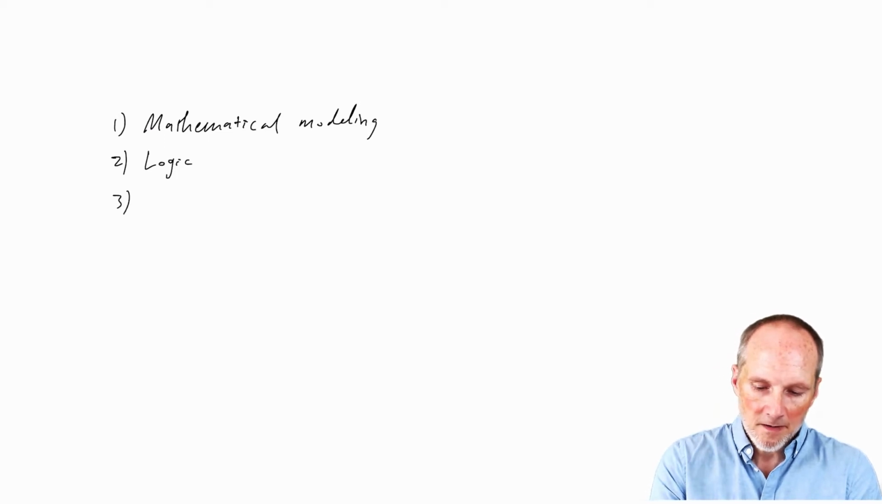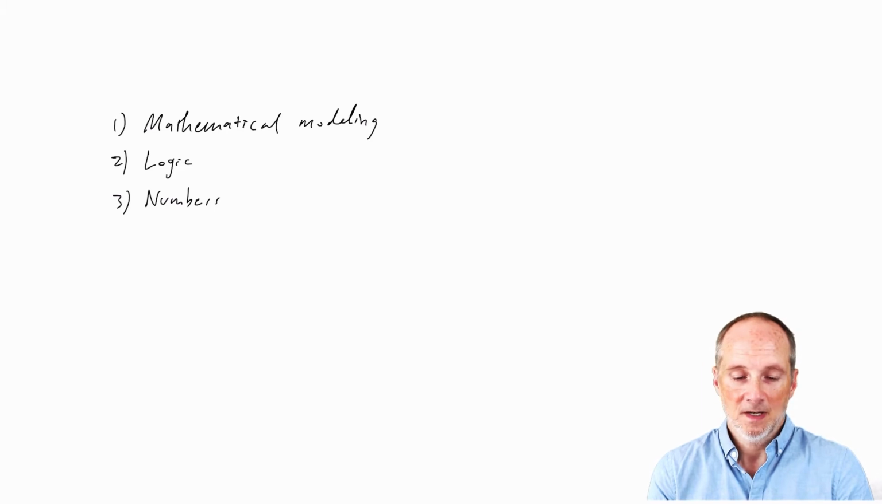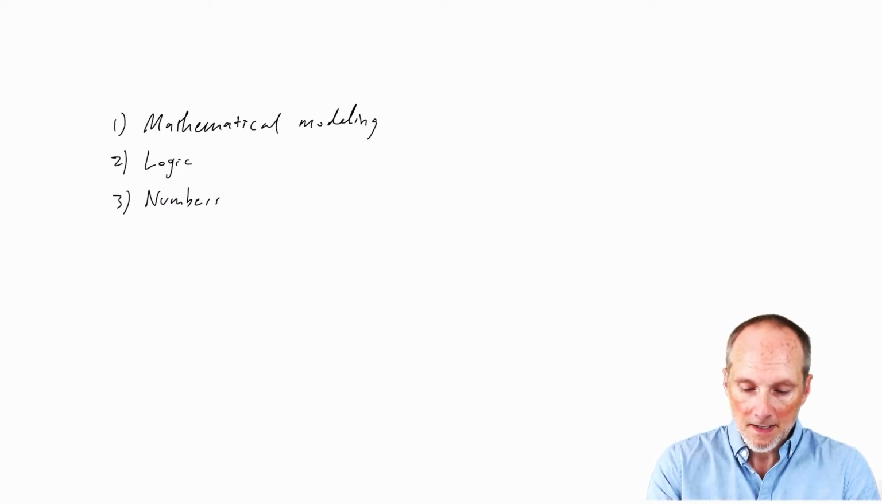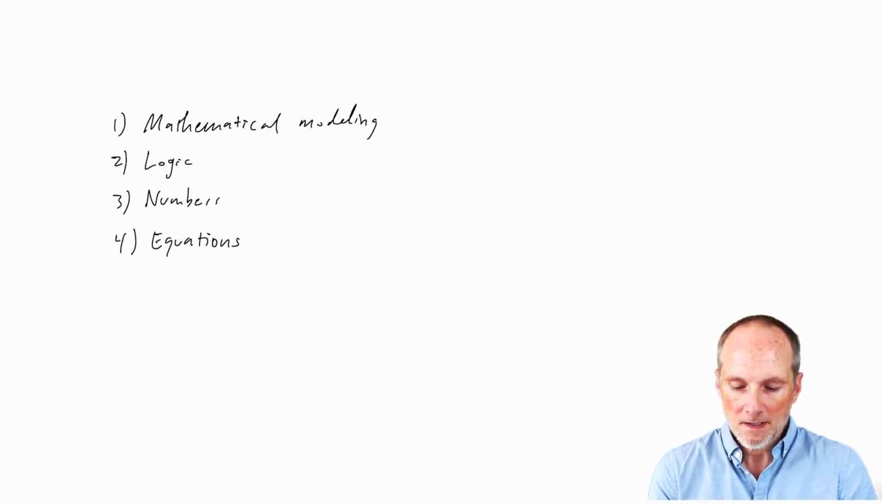In installment 3, we then talked about numbers. We noted there are several different number systems, and then we extended that to the idea of a Cartesian plane or a multivariate space or multidimensional space. And then we went on and talked about equations, linear equations specifically, and how we can solve those things, and also what they mean geometrically.